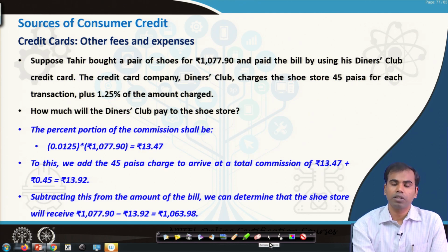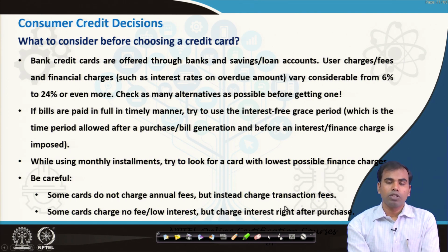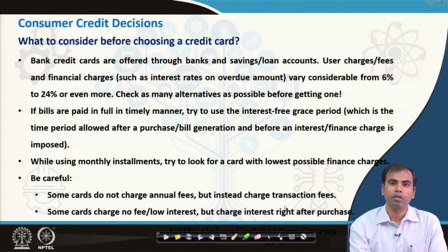These are some of the features that can be considered while using the credit card by individuals and households. There are certain other factors that we need to consider before using a credit card. For example, bank credit cards are offered through banks in terms of their customers' savings and loan accounts. So, if you have maintained a savings or loan account with any bank, they will like to offer you a credit card, and the user charges or other financial charges are very considerable, with a wide range of interest rates and financing charges imposed. It might go from 6% to 24% in India in most cases. So, consider these financing and interest charges well before you decide which card to go for.